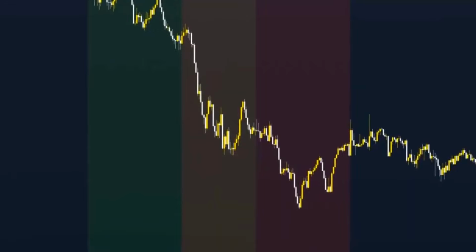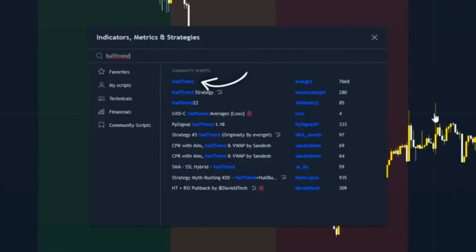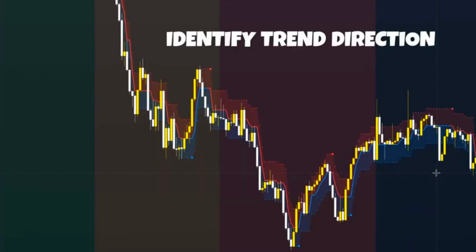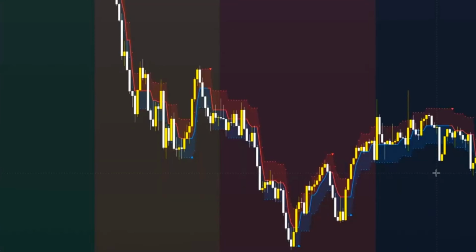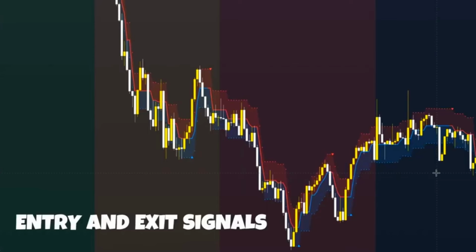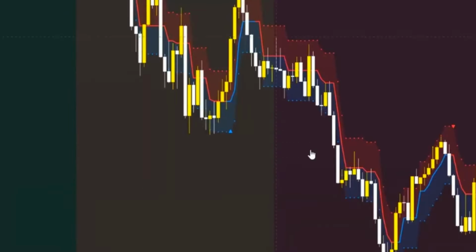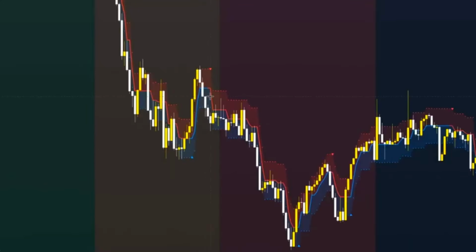So go to indicators, type in half trend, and it's half trend by Everget. The half trend indicator is a powerful tool. It can help you identify trend direction on price and also provides entry and exit signals. It's super easy to use. When there's a little red triangle right here, it means to sell, and when there's a blue triangle, it means to buy. But we won't be using it like that, and I'm going to show you why in a minute.